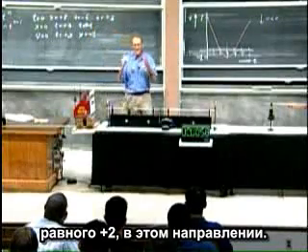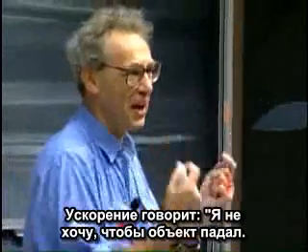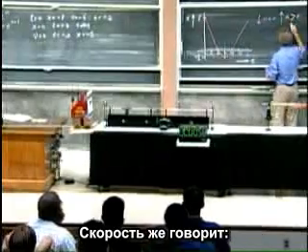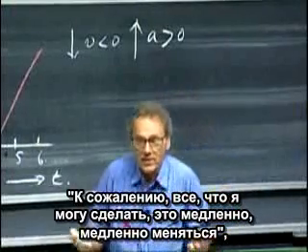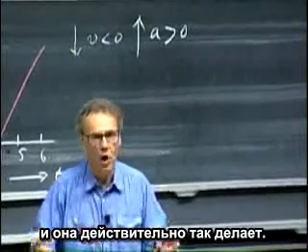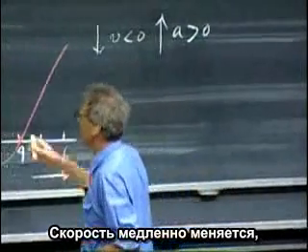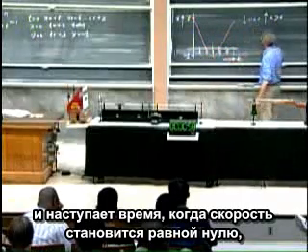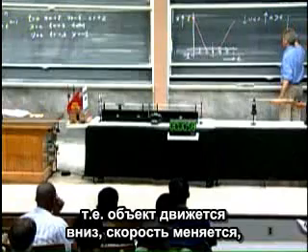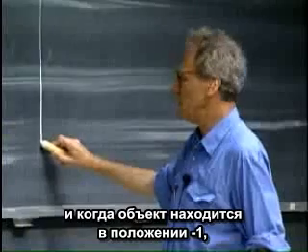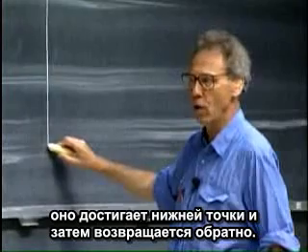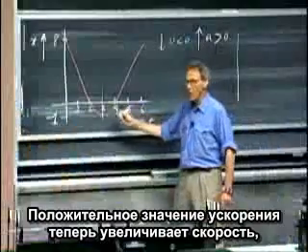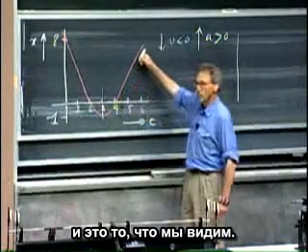But there is the acceleration, which is +2. It's in this direction. The acceleration says, I don't want you to go down, I want you to go up. Well, the velocity says, sorry, all I can do is slowly change, and that's what it's doing. It's slowly changing the velocity, and there comes a time that the velocity is 0. So the object goes down, the velocity changes, and when it is at position -1, it has come to a grinding halt, and now it is returning. This positive value of a is now increasing the velocity, and that's what you see.